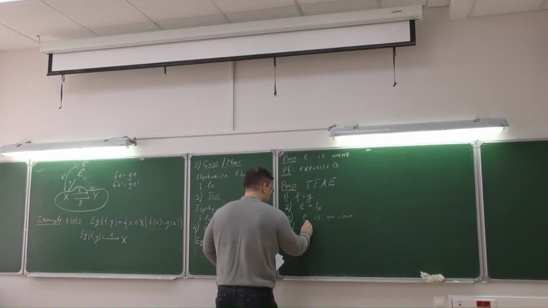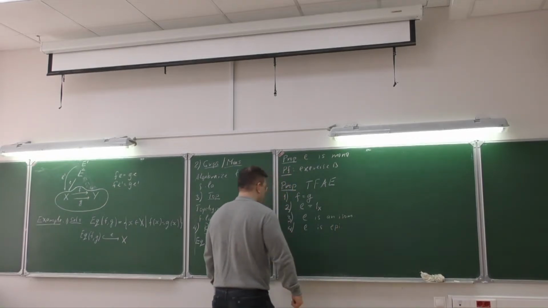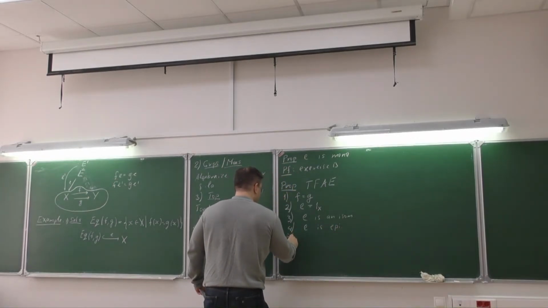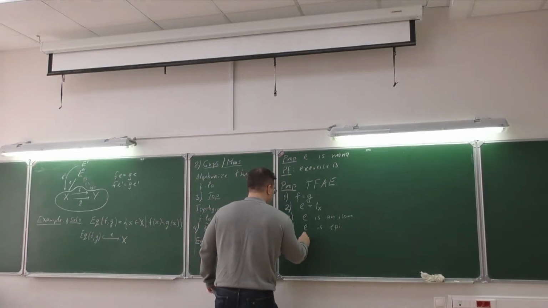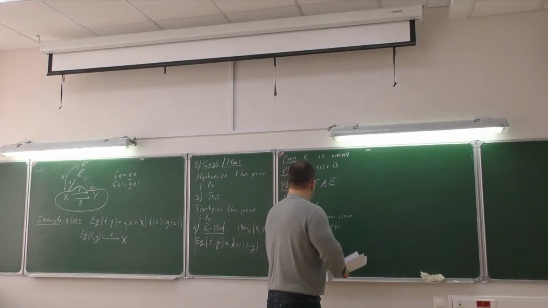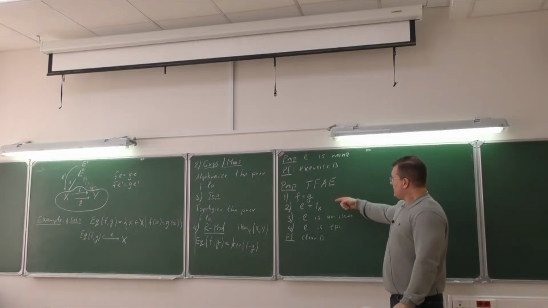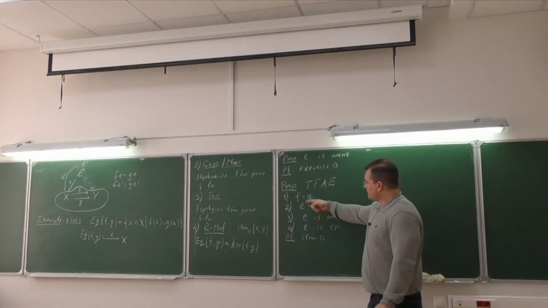And 4, e is an epimorphism. For the proof, I want to say that this is clear. Or just what do you need to do if you want to prove this? You go in a circle starting with 1.